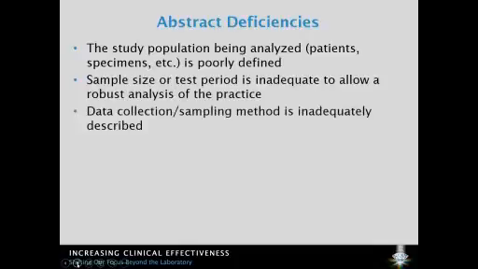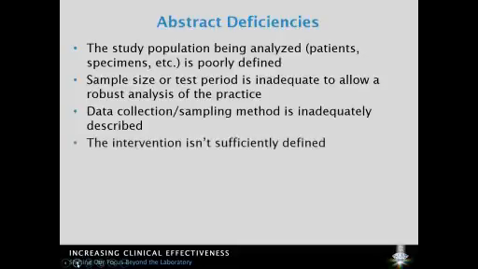The sampling method is inadequately described. So you may have done all the right things. You may have picked a random population. It may be every 5th person presenting at the emergency room, or 500 consecutive patients with abdominal pain showing up in a primary care office. But if you haven't described that well, we're going to have to speculate on what you've done, and that's going to cost you points. The intervention isn't sufficiently defined.